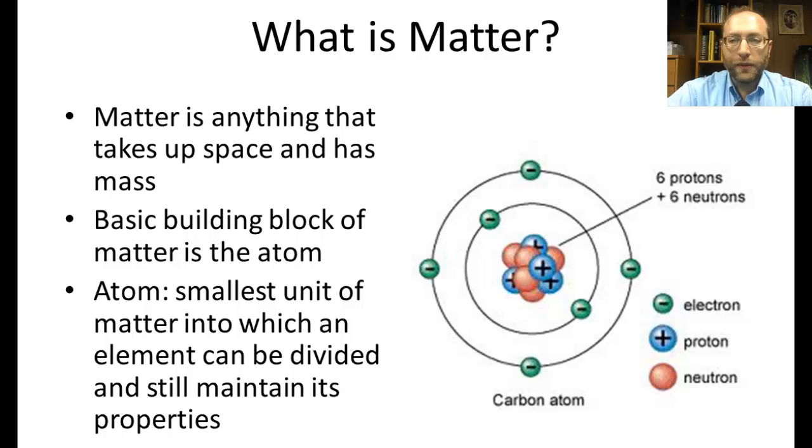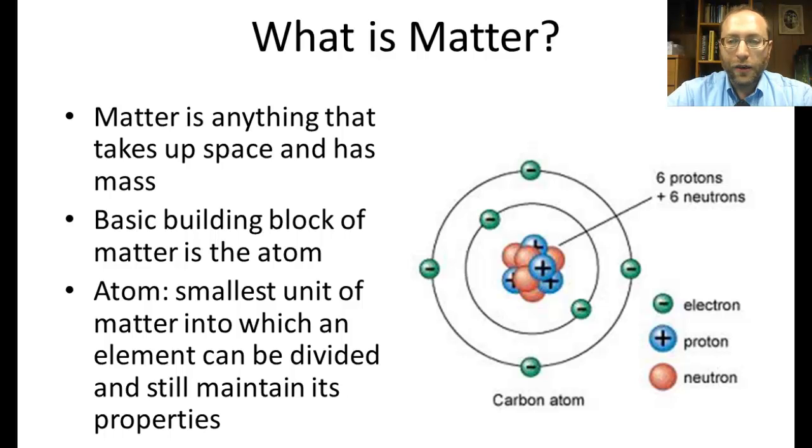If you take a piece of carbon and you chop it up into smaller and smaller pieces, you're still going to have carbon. The properties of carbon are going to be there. Eventually you'll end up with an individual carbon atom, which is what you have pictured here. If you chop it up any finer, you'll be breaking apart the carbon atom, and the properties will be different, and you won't end up with carbon anymore.